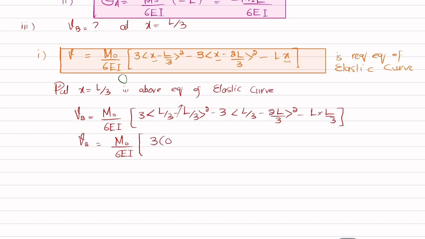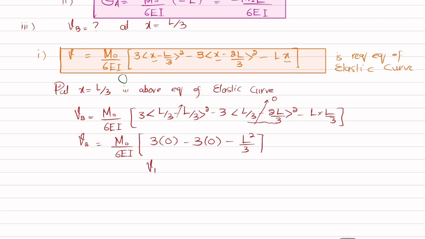So 3 into 0 minus 3 into L by 3 is less than 2L by 3. So this whole term will be negative. Anything inside the negative, that is negative inside Macaulay, will be 0. So this will be 0, and we will be left with L square over 3.